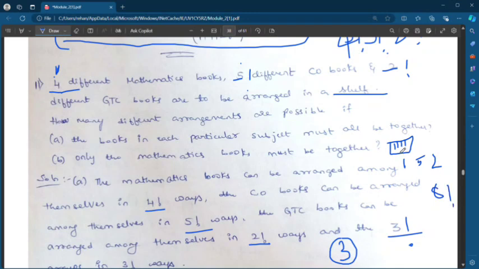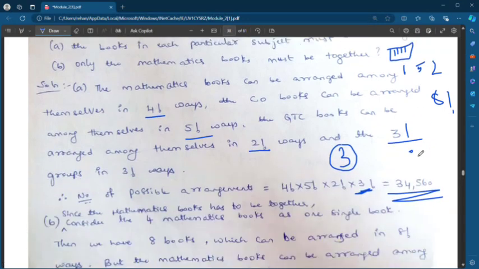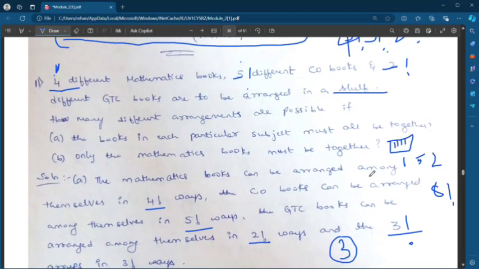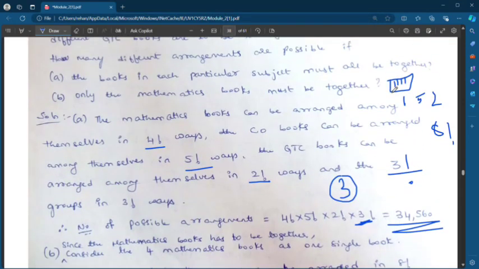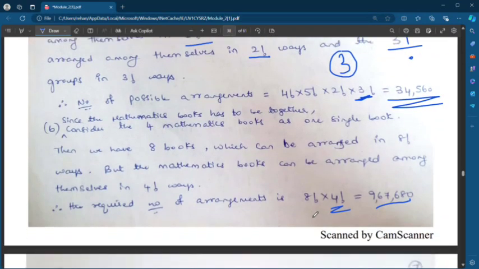But in that 8 factorial, the mathematical book group can be in the middle of the 5 books, or in the middle of the 2 books. So there are 4 books, right? These 4 books can be grouped and bundled together in 4 factorial ways. That's why we are multiplying 8 factorial into 4 factorial. This is my answer.